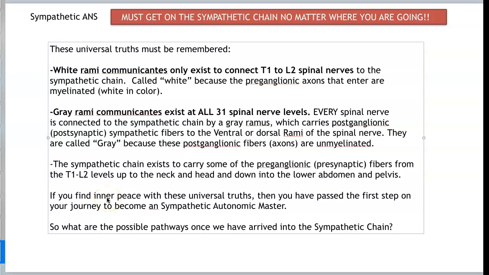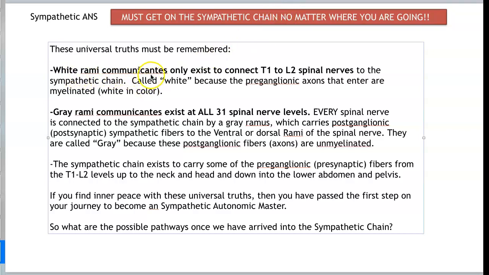These are some rules. They are universal truths that you must remember. First thing, you must get on the sympathetic chain. No matter where you're going, if you are in the sympathetic nervous system, you have to get on that chain.